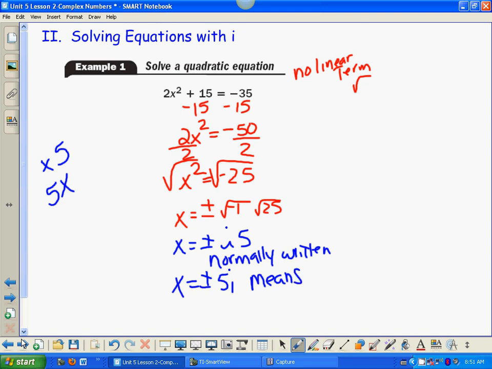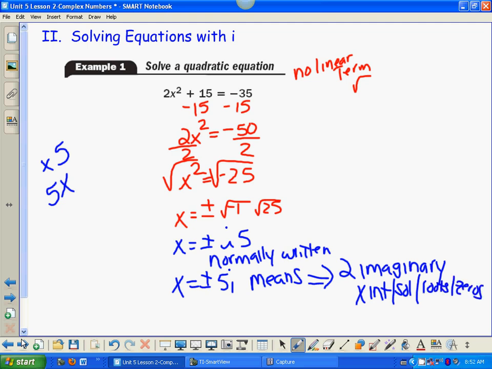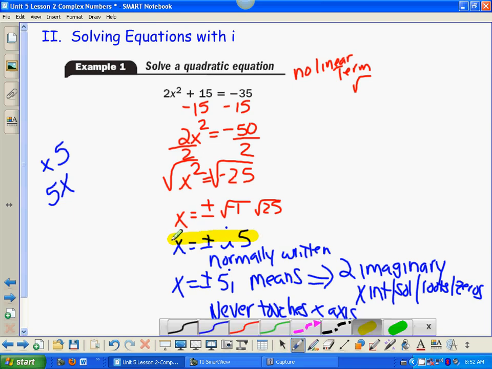This means you have two imaginary x-intercepts or solutions or roots or zeros. In other words, this graph never touches the x-axis. When we go graphing next week, these are a little bit harder because we are going to have to t-chart some points out in order for us to figure out a nice graph with imaginary solutions. That's the only time it becomes an issue. So again, my final answer is plus or minus 5i.